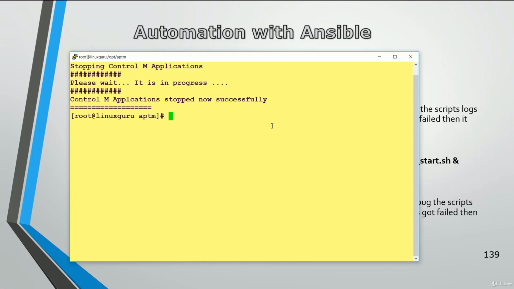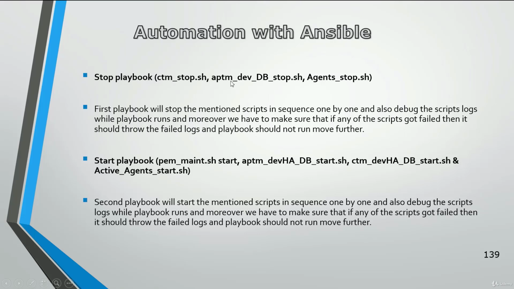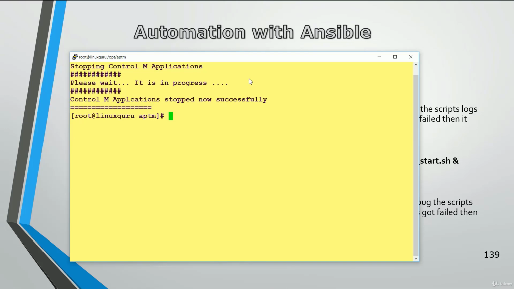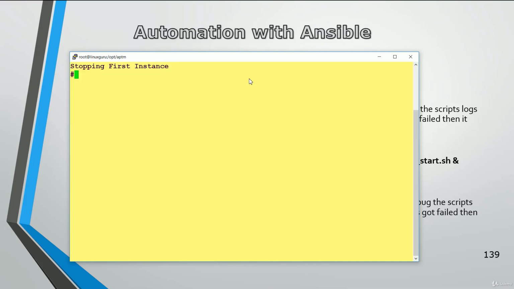So this is the first script, you can see. The second script is the apt dev db stop. Let me run the second one as well. Stopping first instance. This is for the database. First we stop the application, then we have to stop the database. So it is stopping the first instance. The first instance has been successfully stopped. Stopping second instance.